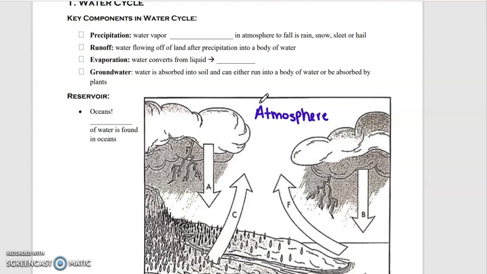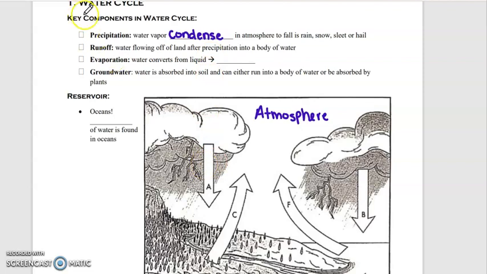We can think of it, it could rain, it could snow, it could sleet, it could hail. So that is the idea of precipitation: when water vapor in the atmosphere is going to condense. All that means is it will go from a gas to a liquid as rain, or maybe a solid as snow.